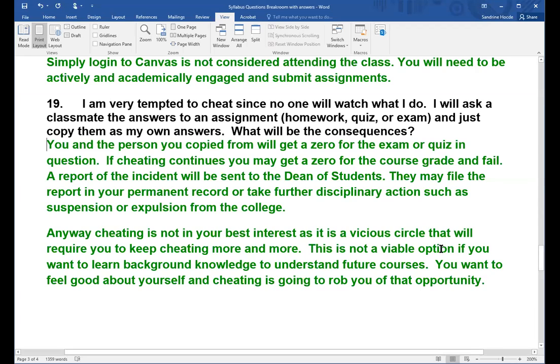And I want to emphasize that cheating is not in your best interest, right? Because this is a vicious cycle that will require you to keep cheating more and more. So you don't want to get started in that vicious loop. This is not a viable option if you want to learn background knowledge to understand future courses, right? Because if you're not learning what you are supposed to learn in this course, then you will face the same problem in the next course.